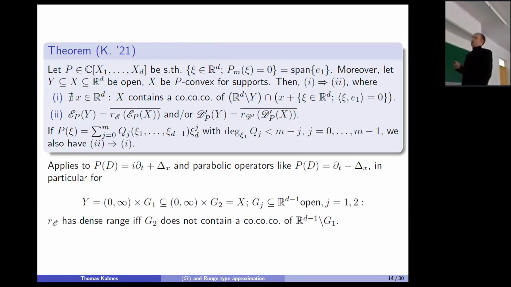So usually when you consider problems where these operators show up, the domains where you consider functions are subsets of space-time. So we have a time interval times a space domain. And if this is the case here, so if Y and X are of this form, then the restriction maps have dense range if and only if the space parts of these space-time domains satisfy the property which shows up in the Lax-Malgrange theorem, that the larger set does not contain a compact connected component of the complement of the smaller set.